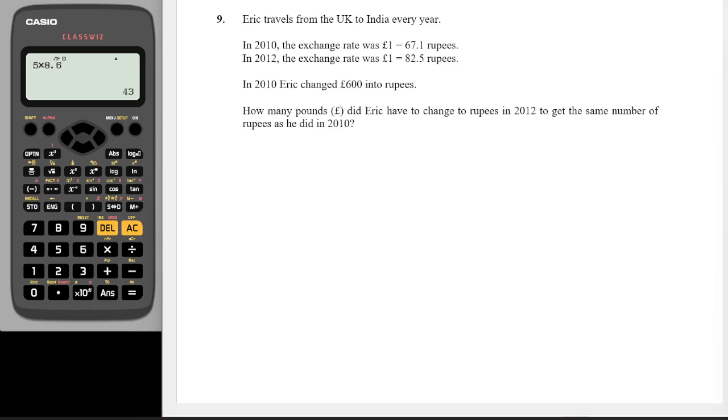Question 9. Eric travels from the UK to India every year. In 2010, the exchange rate was £1 for 67.1 rupees. In 2012, the exchange rate was £1 for 82.5 rupees. In 2010, Eric changed £600 into rupees. How many pounds did Eric have to change into rupees in 2012 to make the same number of rupees as he did in 2010? So to do this, I'm going to do this as one sum.